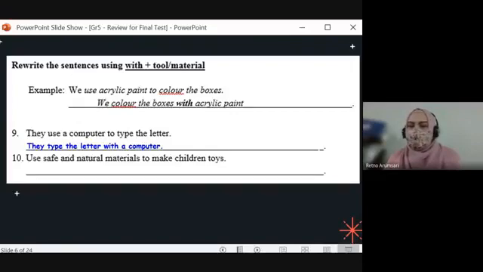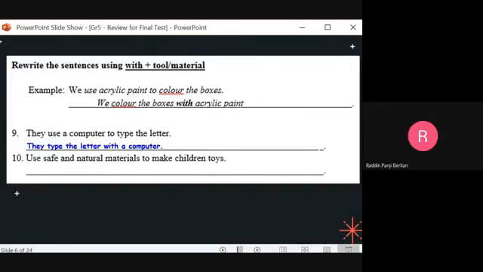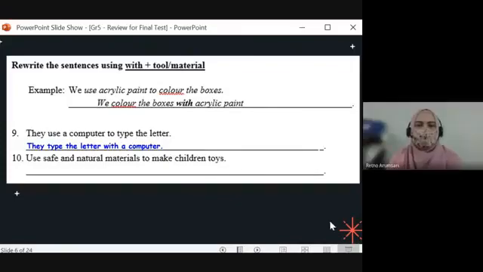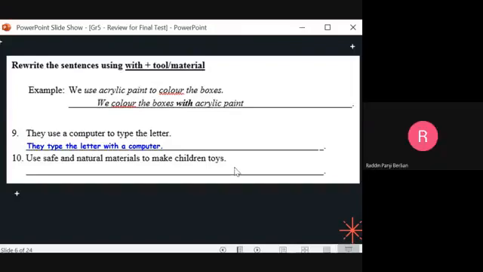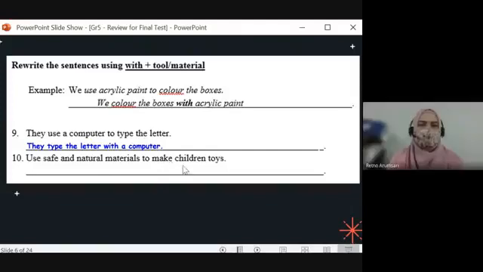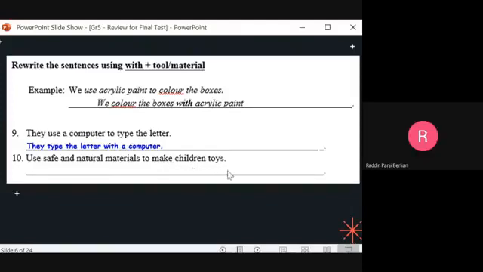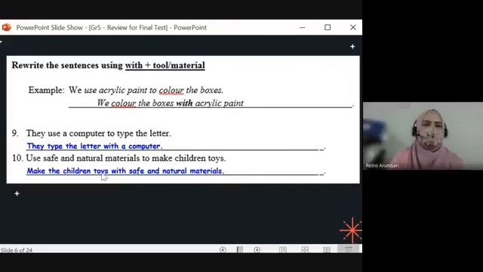Now let's go to Radin. What about number 10, Radin? Make children toys with safe and natural materials. Excellent, Radin. Make the children toys. There's no the here, yeah. But it's okay if you want to add the. Make the children toys with safe and natural materials. Excellent. Good job.